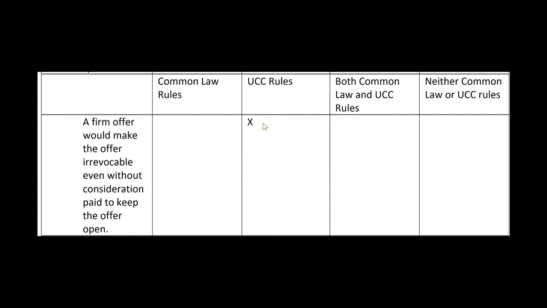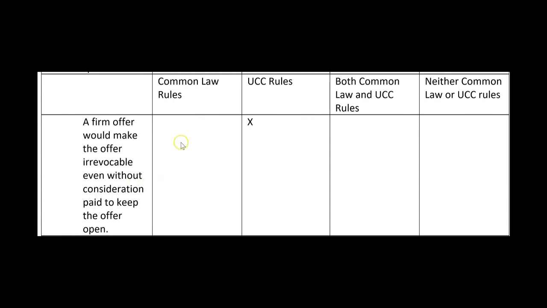If I made you a similar offer for my house, a written offer, I sign it, I mail it to you, I tell you that the offer is going to remain open, that's not a firm offer, because a firm offer only exists for the sale of goods under the UCC. So if I make you a similar offer under the common law rules, you would have to pay me consideration to keep that offer open, and that would be called an option contract.